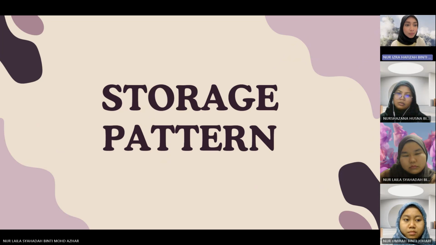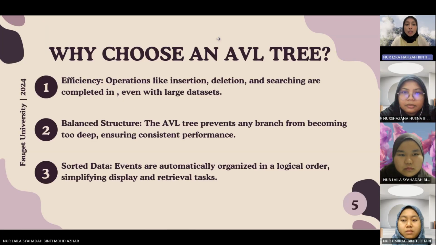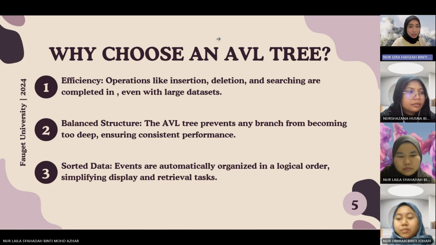Next is the storage pattern. Now you might wonder, why do we need a tree at all? The AVL tree storage pattern is what makes it so powerful. First is efficiency. Whether you are editing, deleting, or searching for an event, it happens quickly, without wasting time scrolling through endless data. Second, balancing structures: after every operation, the tree adjusts itself to stay balanced, ensuring it does not slow down as more events are added. Third is sorted data: the events are arranged in order like a timeline.